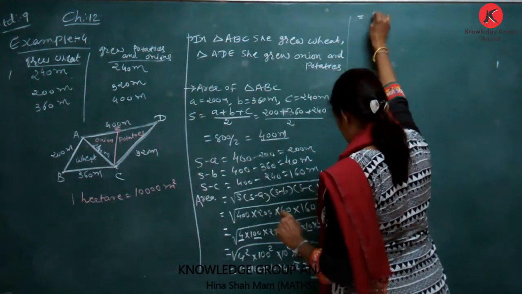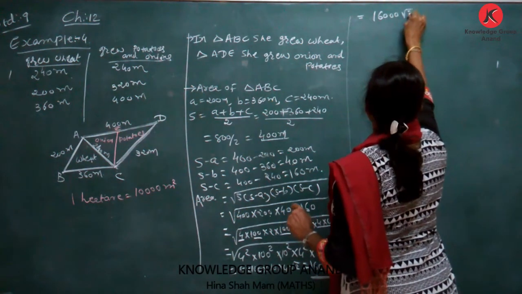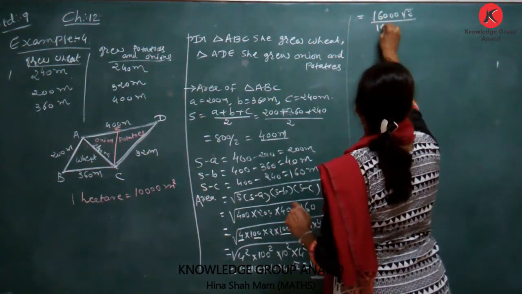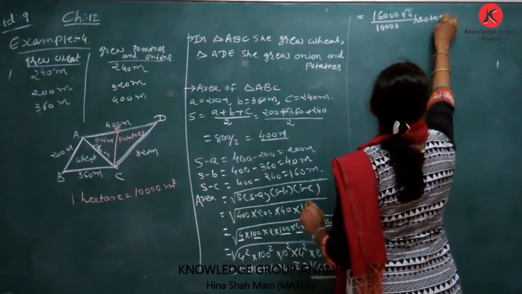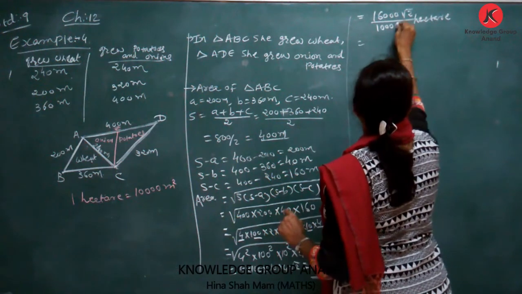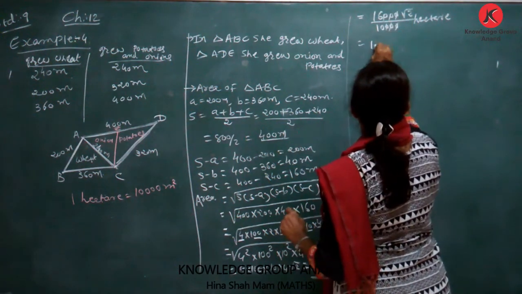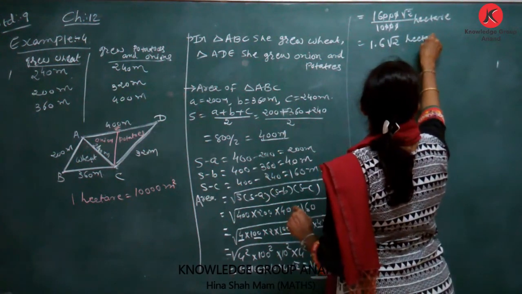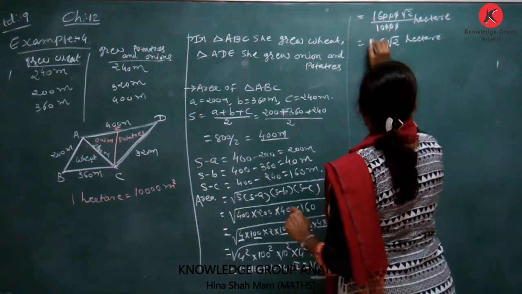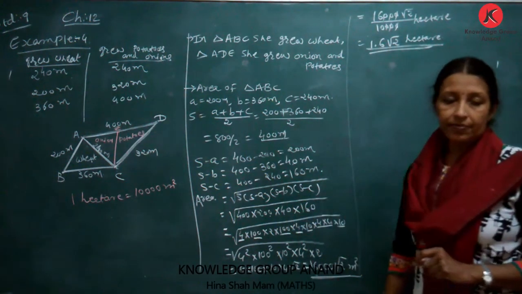Therefore 16,000 root 2 upon 10,000 hectare equals to 1.6 root 2 hectare. Seed grew wheat in 1.6 root 2 hectare.